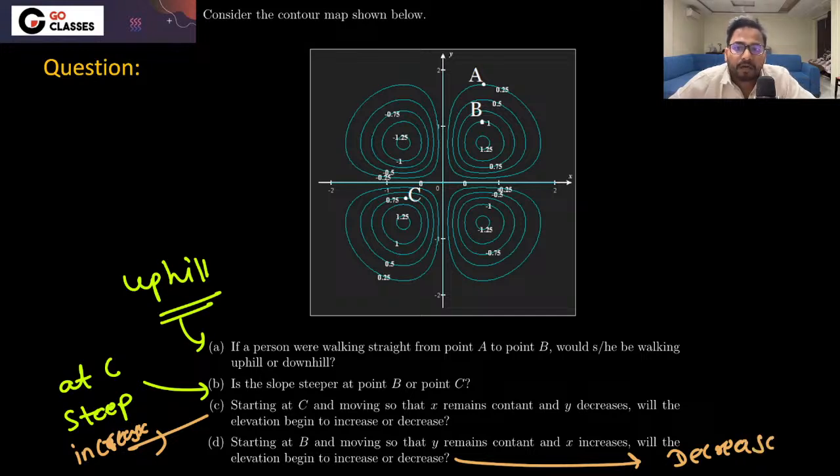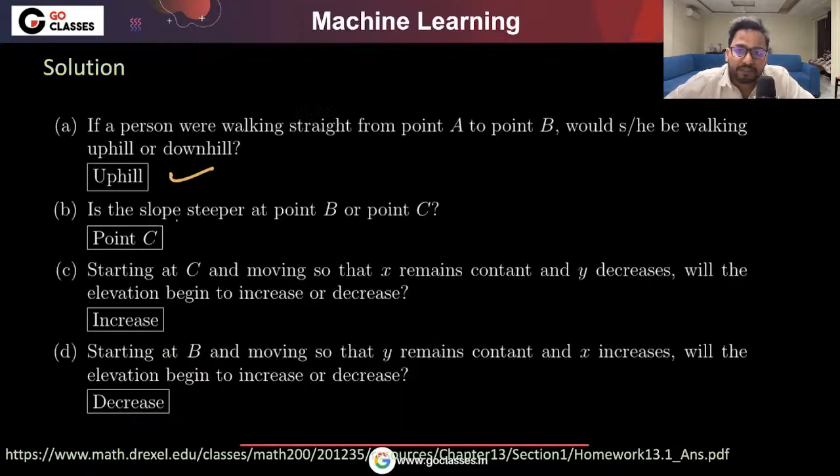So what is the answer? Uphill, steep at C, increase and decrease. Okay, so these are the answers here. Great. So most of you have given the correct answer, which means you people are getting it. Great.